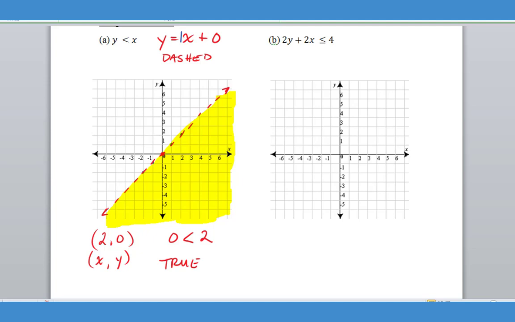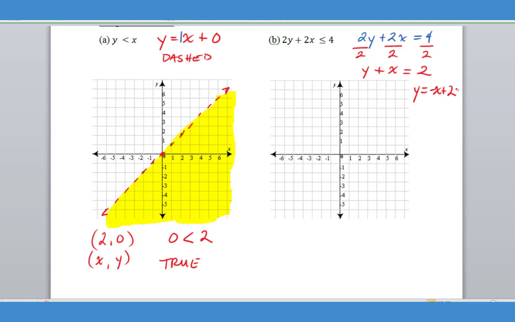Let's do part B. And so for part B, again, we're going to graph this for a line of 2y plus 2x equals 4. Now, if you don't like the 2's here, since you have basically a common multiple all the way across, you can actually divide these 2's out, giving you y plus x equals 2. And of course, that would be real easy to convert to slope-intercept form.